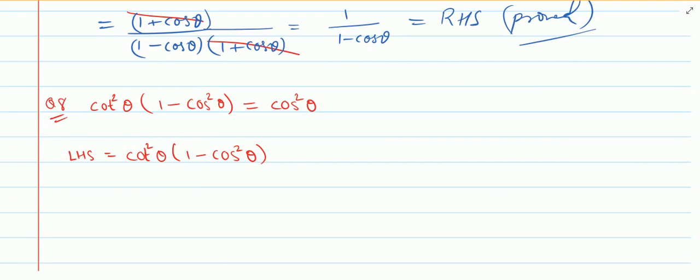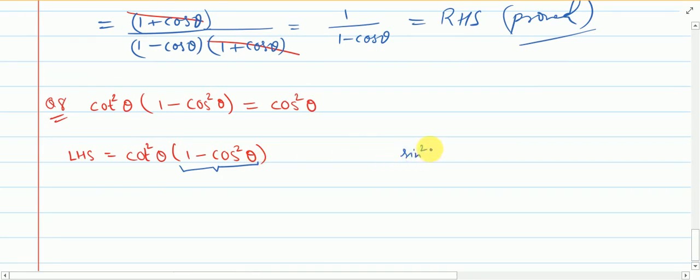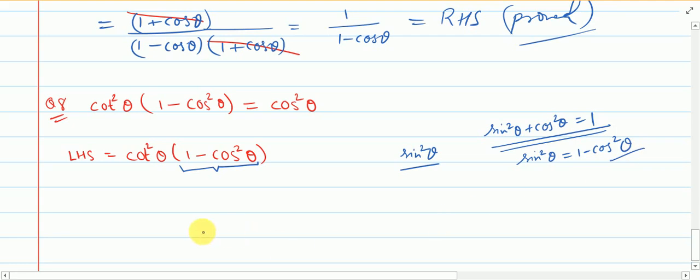Now if you see, this can be written as sin square theta. Yes, because we have one identity which says sin square theta plus cos square theta is equal to 1. So using this you get sin square theta is equal to 1 minus cos square theta. So in the next step I can write cot square theta, and for this I can write sin square theta.